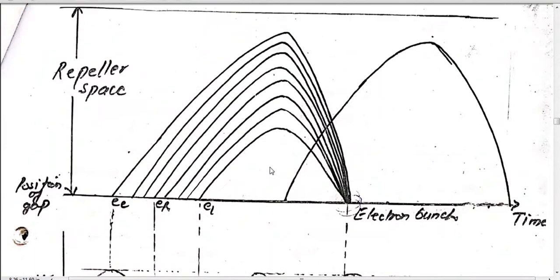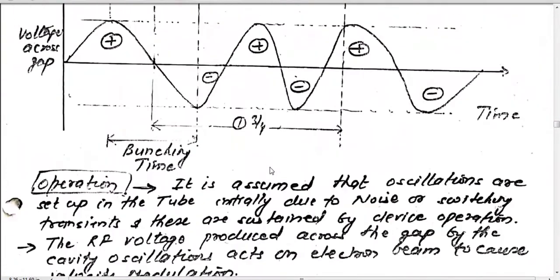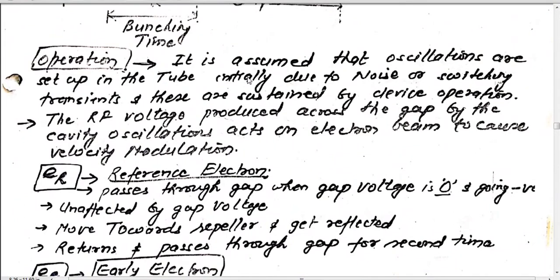Now here also it is assumed that oscillations are set up in the tube initially due to noise or switching transients, and these are sustained by device operation. Now here we are assuming that there are some oscillations already present in this setup, it may be due to noise or due to the switching transients. So our aim is to sustain these oscillations with this particular device.